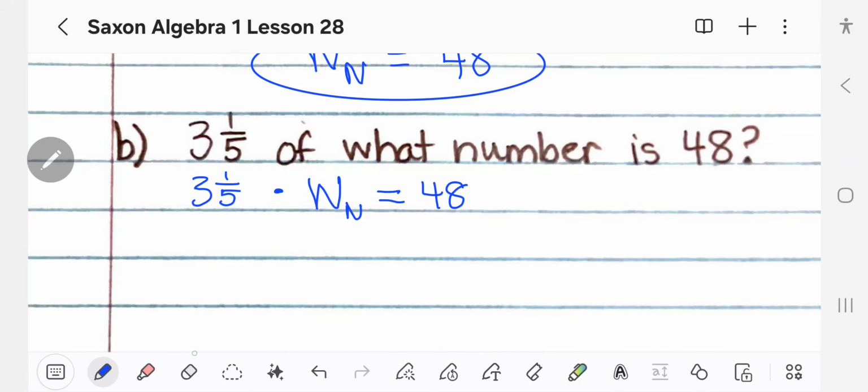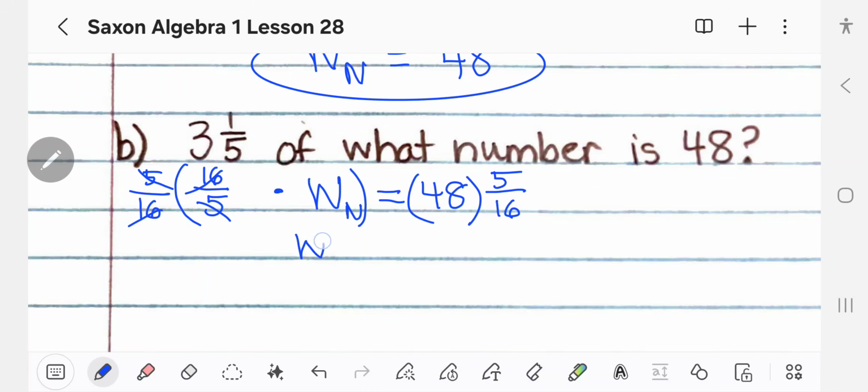I'm going to change 3 1/5. 3 times 5 is 15 plus 1 is 16. So that's the same as 16/5. I didn't change the value, I just used its nickname. I'm multiplying by 16/5, so let's multiply both sides by the reciprocal so that it cancels out and we just get what number is equal to.